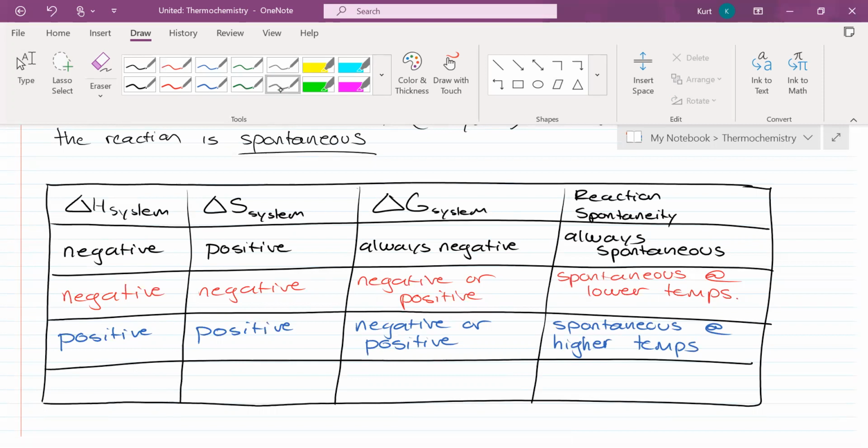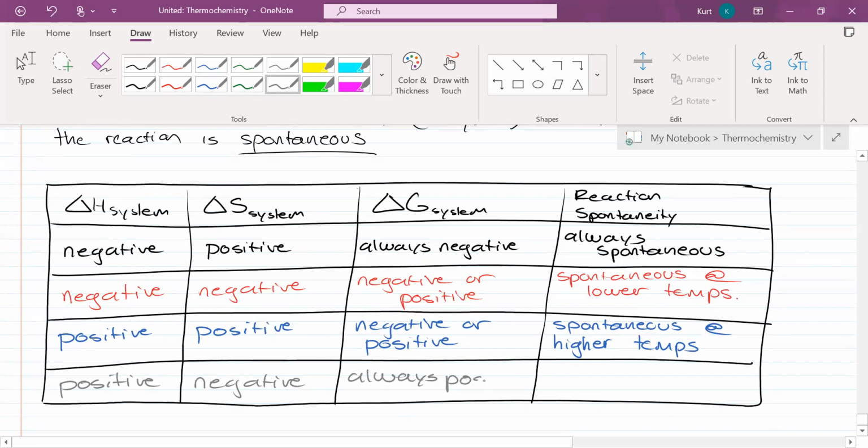And then last row, change in enthalpy is positive. Change in entropy is negative. Change in Gibbs free energy will always be positive, and this will never be spontaneous.